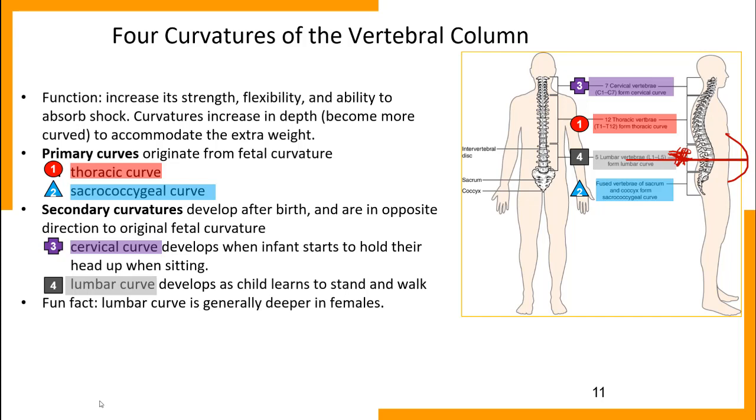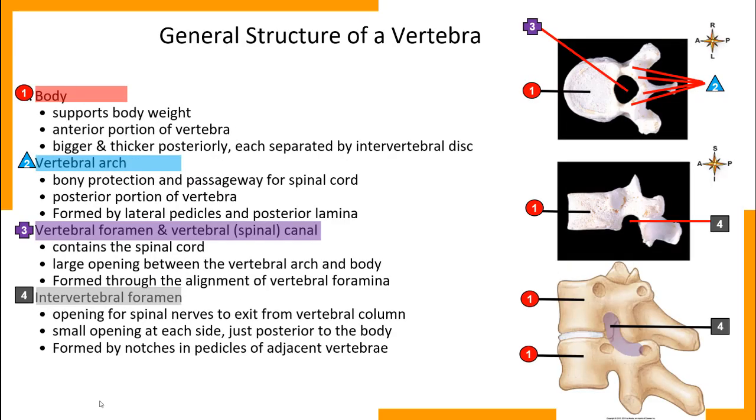When we move to the structure of the vertebrae, this is a typical vertebrae over here. What you can see is that it's organized into 4 different parts. So the body is this part over here. It supports the weight of the body, right? So if you look at the direction over here, anterior, posterior, right, left, what you can see is that the body is found in the front of the vertebrae, the anterior portion.